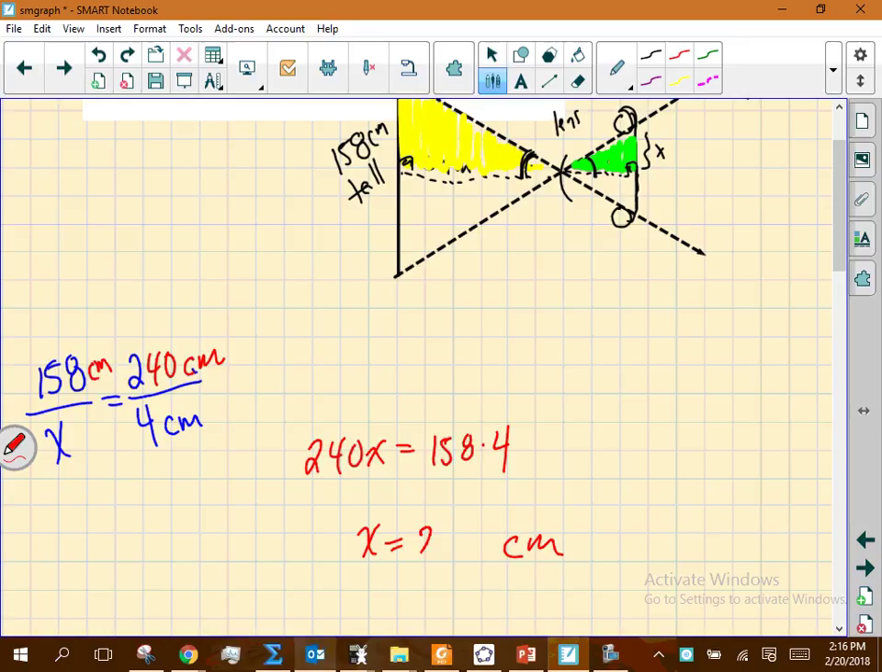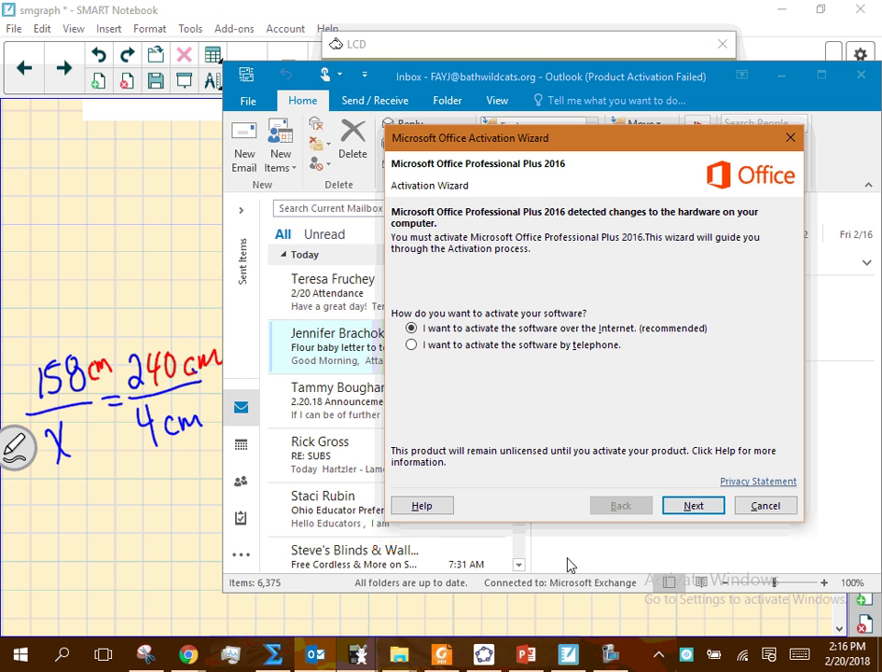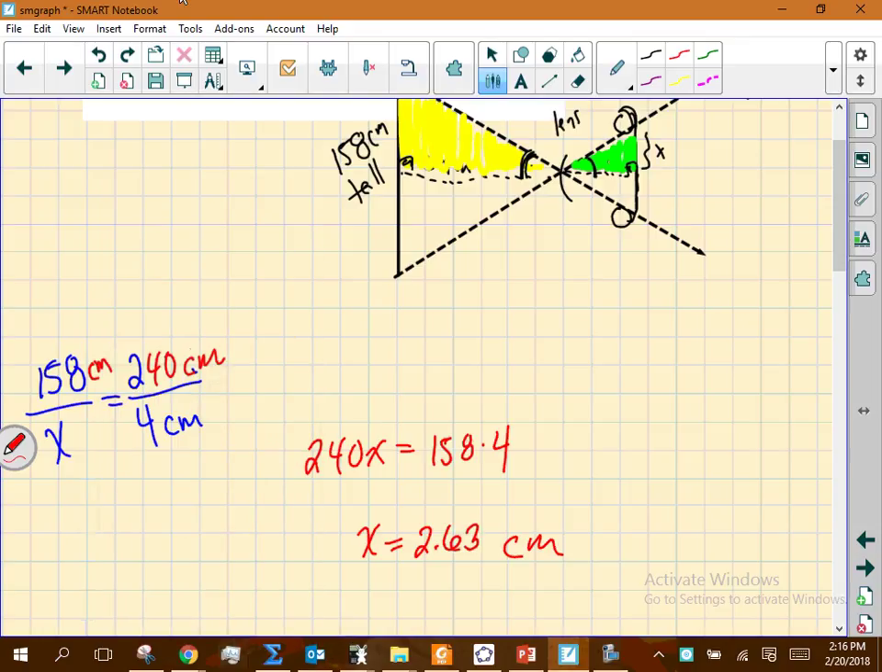And I believe it ends up being like 2.63 if you do that correctly. Just double check that. 158 times 4 divided by 240. 2.63. Okay, and that answer makes sense, right? She's 4 centimeters away from the lens, so on the picture she should be pretty small, right?